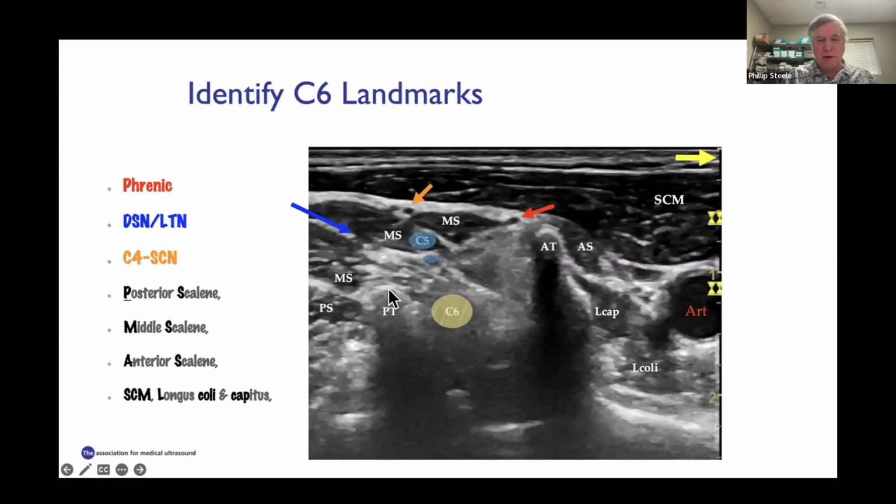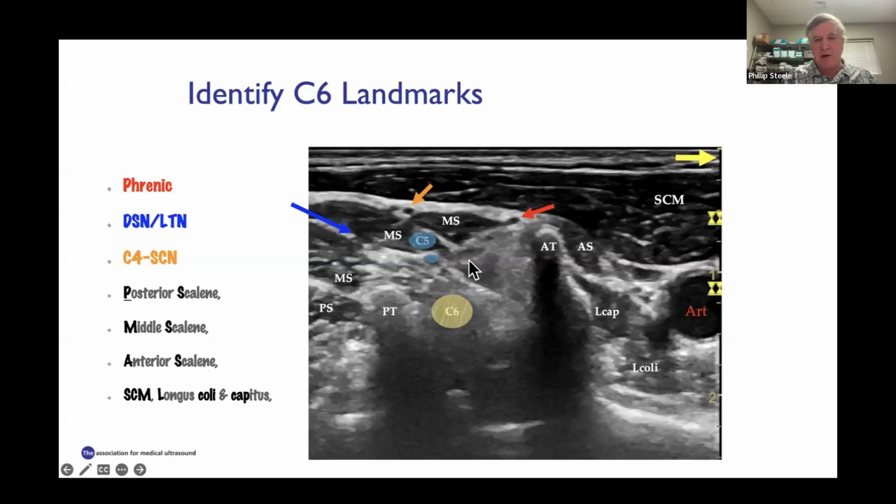Now, anterior tubercle, here's posterior tubercle. You see some posterior scalene, middle scalene. These are the fascial planes that we're going to talk a lot about in this talk. This is C5, and then over up here is C4. So usually when you're scanning down the plexus, C4 should be on top of C5, which forms the supraclavicular nerves.